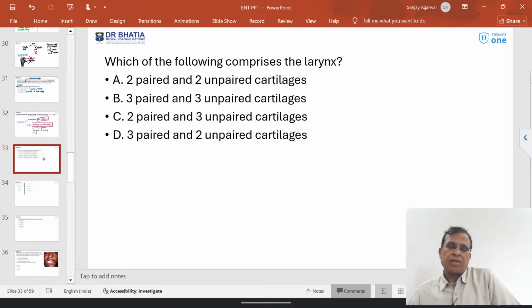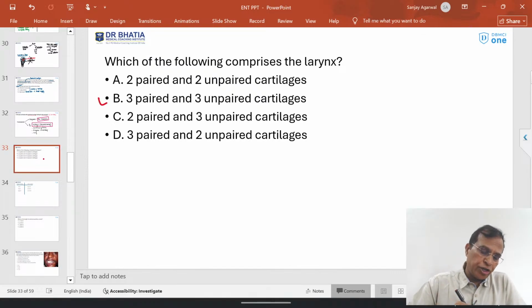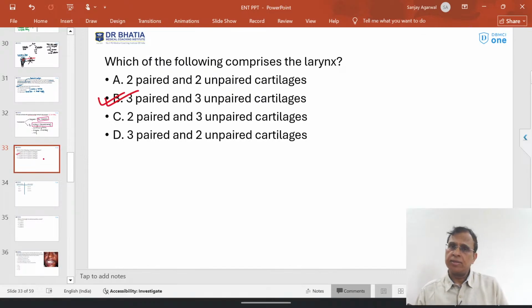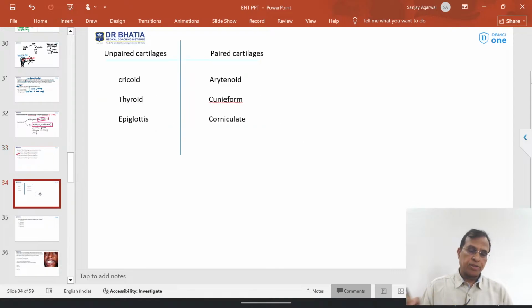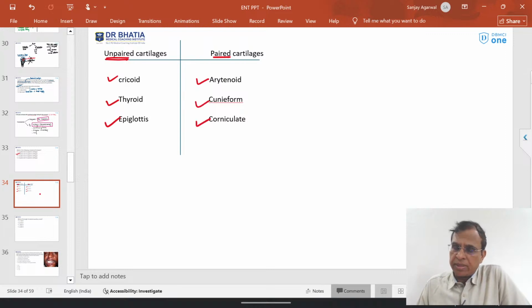Which of the straightforward simple question, which of the following comprises the larynx? Larynx में कितने cartilage है? Everybody knows. I don't have to wait here. 3 unpaired, 3 paired, है ना? So these are the names of the 3 unpaired cartilage. Cricoid, thyroid, epiglottis are the unpaired cartilage, and 3 paired cartilage, arytenoid, cuneiform, corniculate. It's a very simple thing.